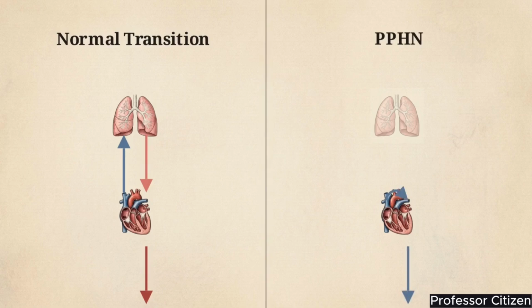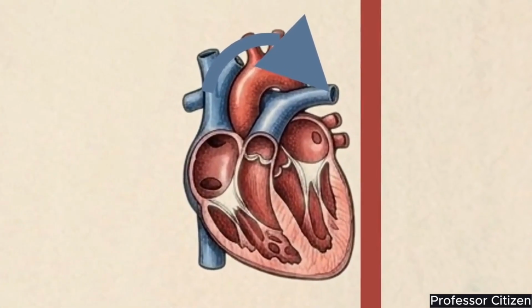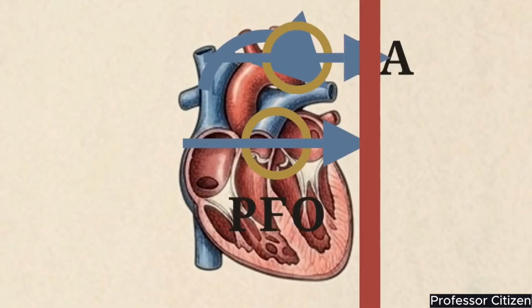The underlying physical law dictating this failure is a severe pressure imbalance. Notice the heavy mechanical scale on the PPHN model. Pulmonary vascular resistance remains excessively higher than systemic vascular resistance, forcing the directional flow of blood away from the pulmonary bed. Because of this steep pressure gradient, deoxygenated blood has only one way to go. It is forced to shunt right to left, pushing straight through the patent foramen ovale and the ductus arteriosus.